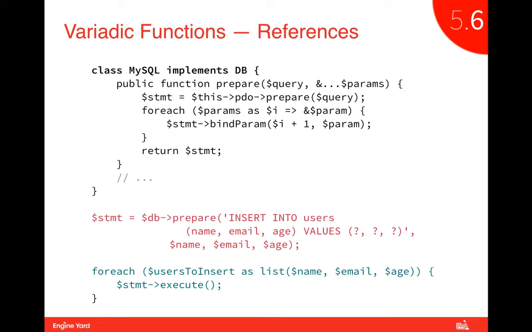So statement equals DB prepare, here's our query with three question mark placeholders. Three variables that we're going to pass in, name, email, and age. Those would be defined beforehand, but they would be empty in this case. So those are passed in by reference. They're bound, again, by reference. And then we have this foreach users to insert as a list. This is new in 5.4. So basically, this is an array of arrays. Each array contains three values, at least three, name, email, and age. So those get assigned to these three variables, which were passed by reference. And then we execute the statement that was created. So what happens is this list updates those reference bound parameters, and a little complex, but I love this.